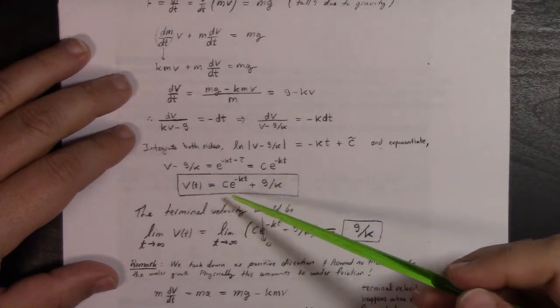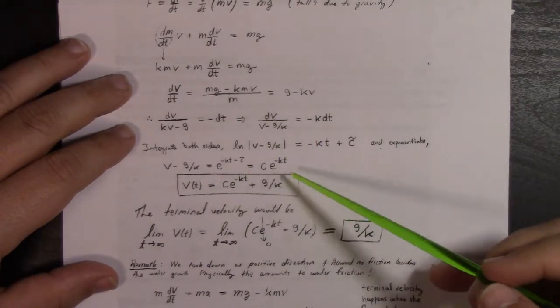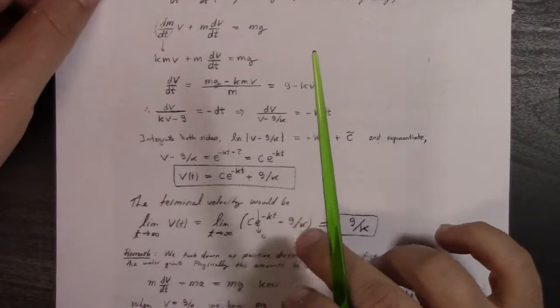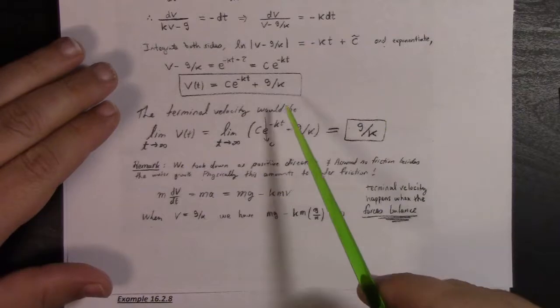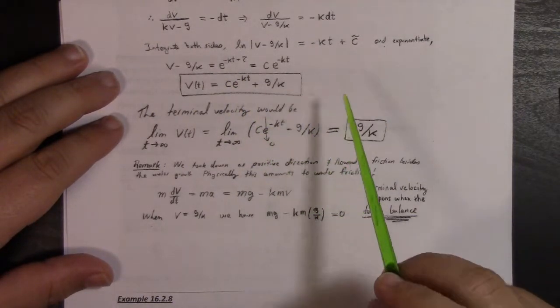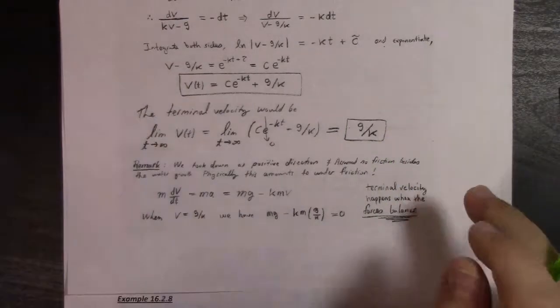I have v of t is c times e to the minus kt plus g over k, which is actually quite beautiful, because you can see as t goes to infinity, this term drops out to 0, and that term goes to just g over k. That's the so-called terminal velocity.